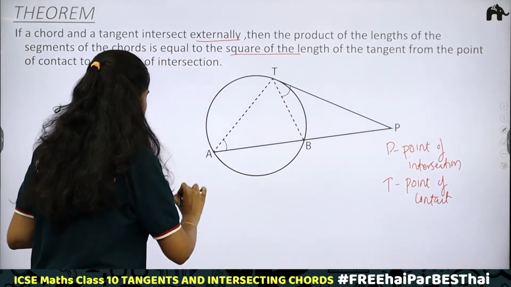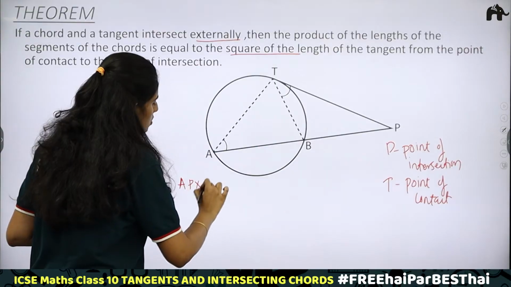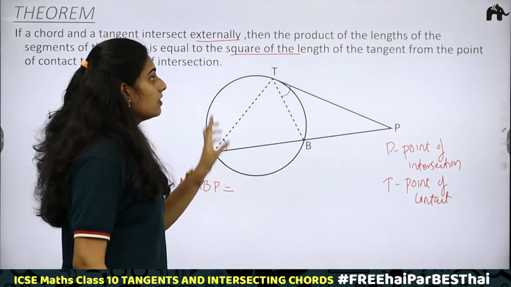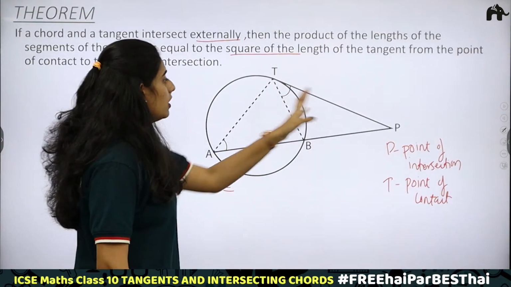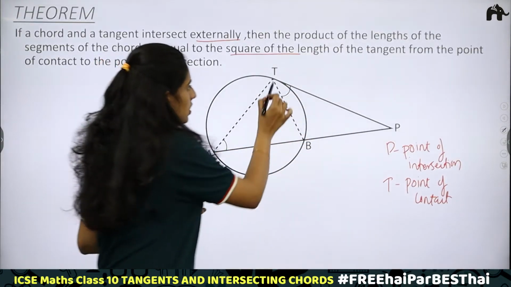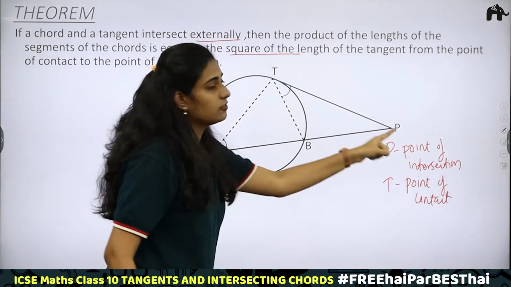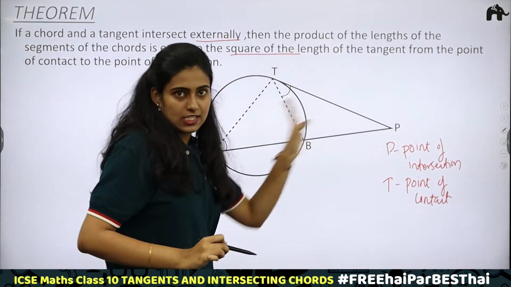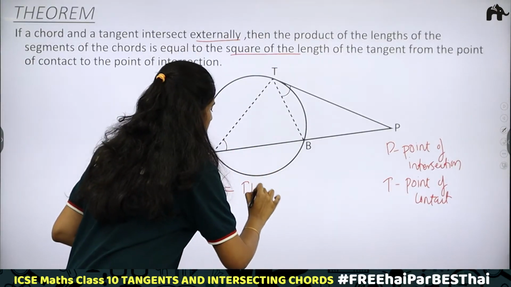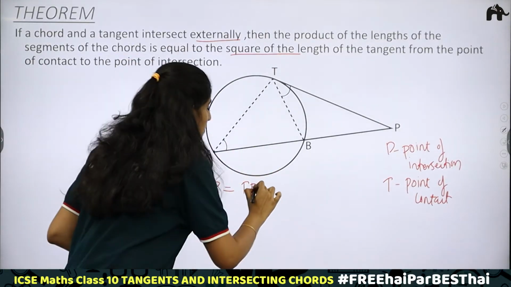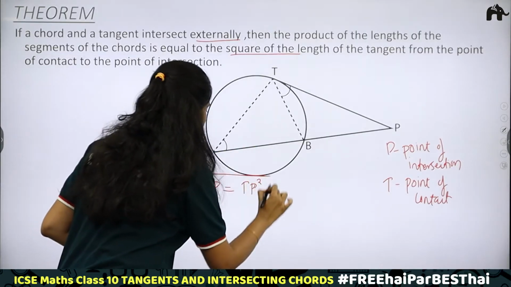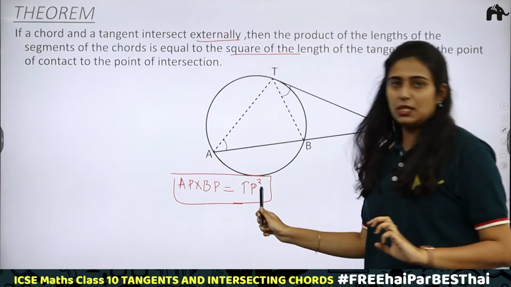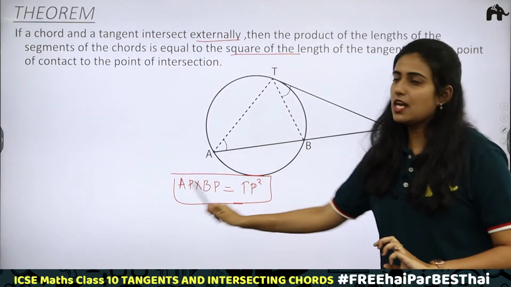The product of it, that is AP into BP, will be equal to the square of the length of the tangent from the point of contact to the point of intersection. So here TP is the length of the tangent from point of contact T to the point of intersection P. Therefore, not just TP but TP square. So according to this theorem, we will have AP into BP is equal to TP square. You don't have to study the proof, just understand this.